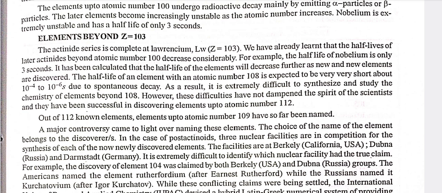We have already learned that half-lives of later actinides beyond atomic number 100 decrease considerably. For example, the half-life of nobelium is only 3 seconds. It has been calculated that the half-life of the elements will decrease further as new elements are discovered. The half-life of an element with atomic number 108 is expected to be very short, about 10 raised to the power minus 4 to 10 raised to the minus 6 seconds due to spontaneous decay. As a result, it is extremely difficult to synthesize and study the chemistry of elements beyond 108.